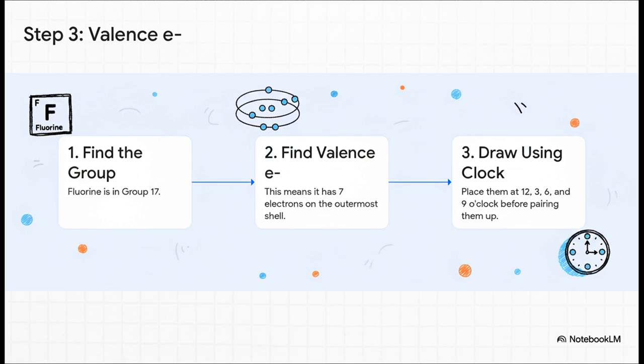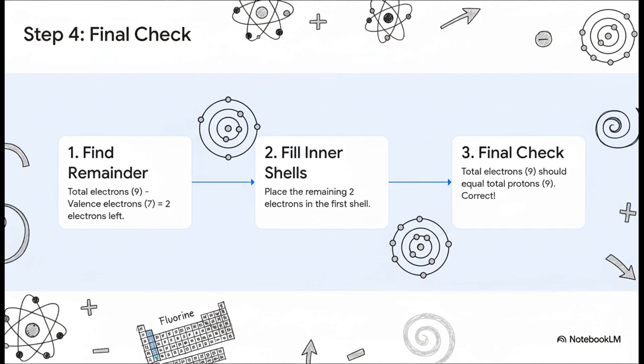Now here's a pro tip to keep things neat. Use the clock method. Put 1 electron at 12 o'clock, 1 at 3, 1 at 6, and 1 at 9 before you start pairing them up. It's so much cleaner that way. We are on the home stretch. Okay, let's do the math. We know fluorine has 9 electrons total, right? We just placed 7 on the outer shell, so 9 minus 7 leaves us with 2. And where do they go? In the only spot left, that first inner shell.